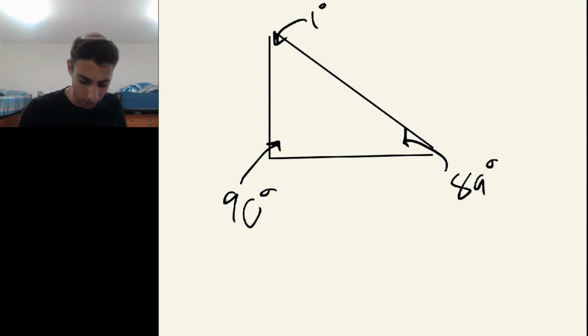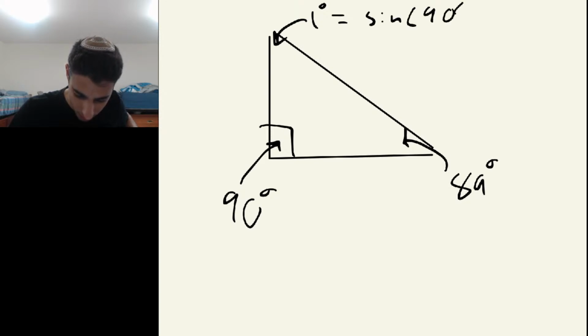90 degrees for the right angle, 89 degrees for the other one, and then 1 degree for the top one, because you want sine of 90 degrees. Let's just show this. Sine of 90. There you go. Great, moving on.